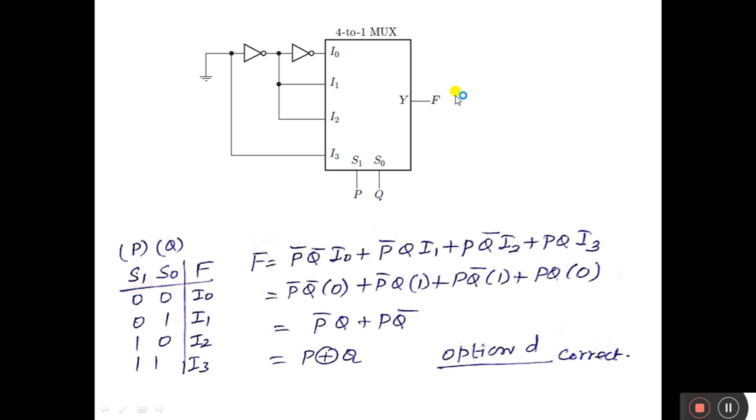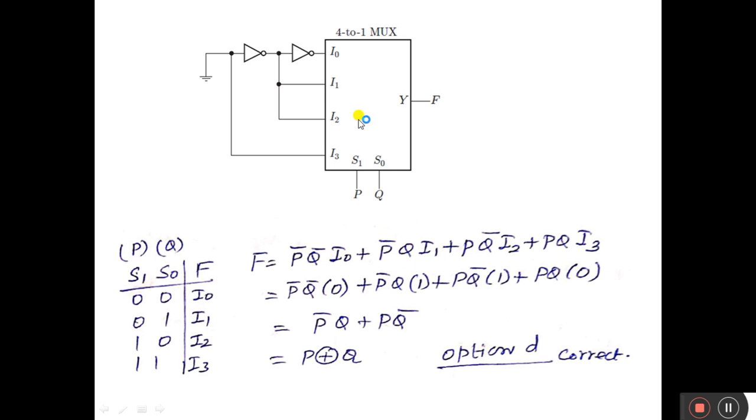And selection lines S1 S0 are connected as P Q. If I expand this table, I can write P bar Q bar I0 plus P bar Q I1 plus P Q bar I2 plus P Q I3. Now the I0 value here is grounded, so 0. The 0 applied to this inverter becomes 1. Again one more inverter is connected, that 1 becomes 0. So now I0 value is 0.